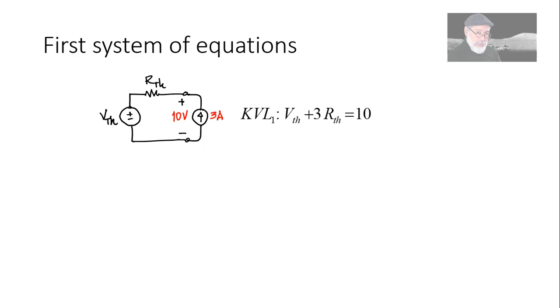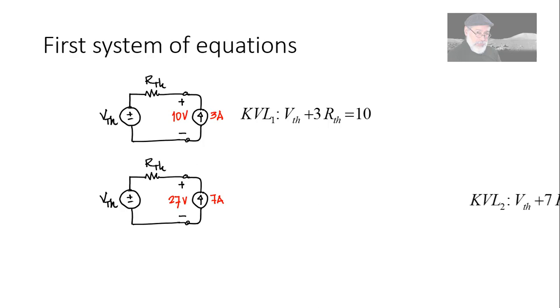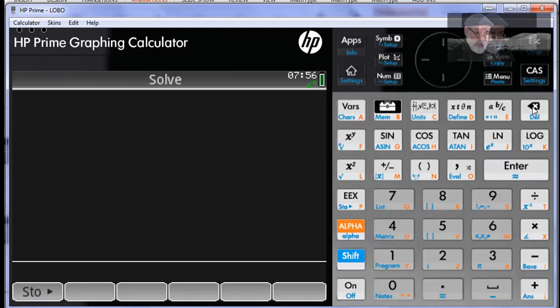KVL1, my first equation, is VTH plus 3 times RTH equals 10 volts. I repeat the experiment, but this time with another current source, with a value of 7 amps, and the voltage that appears now is 27 volts. I measure that with a voltmeter. I can write another KVL equation, which is VTH plus 7 times RTH equals 27. 2 equations, 2 unknowns. Let's use the calculator, the HP Prime, to solve for VTH and RTH.